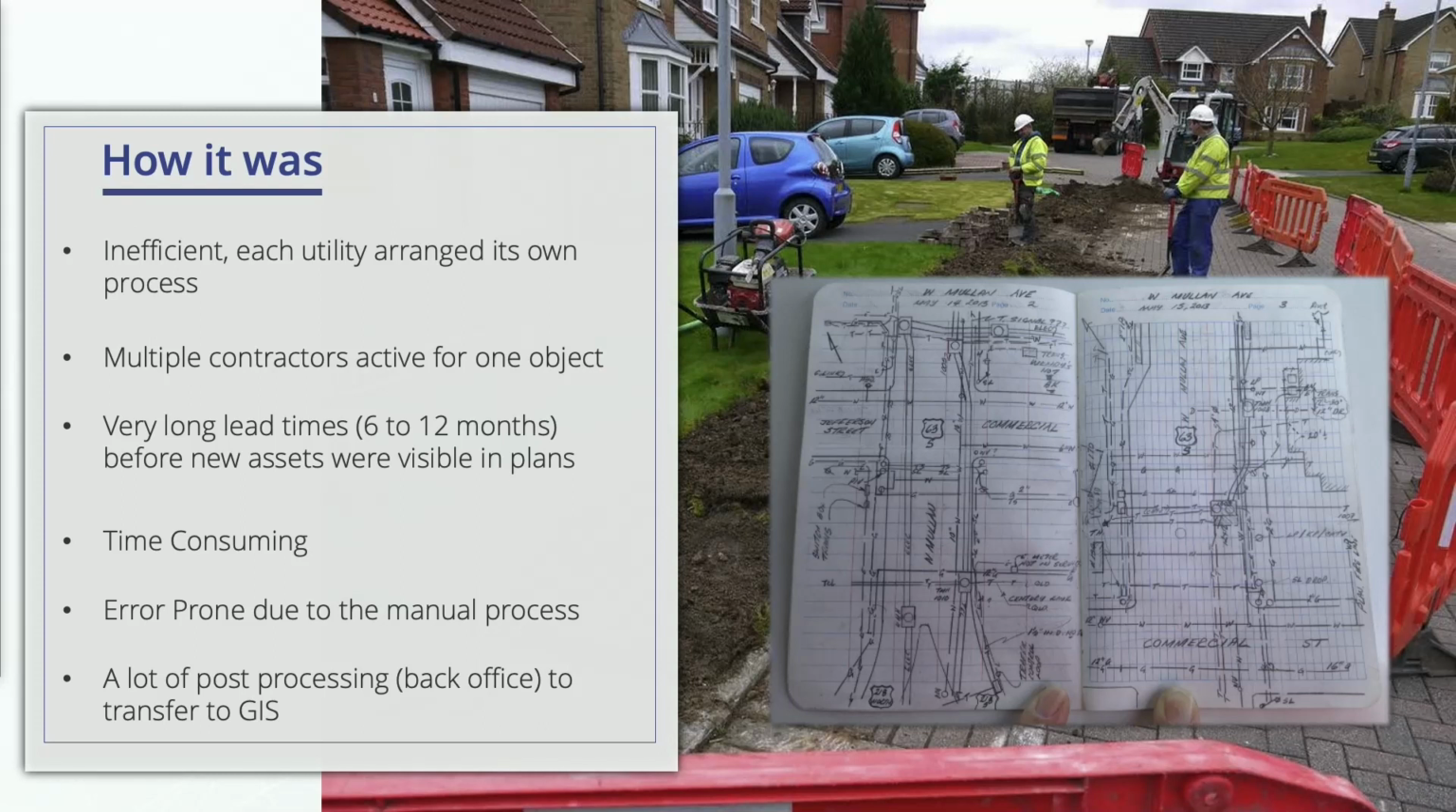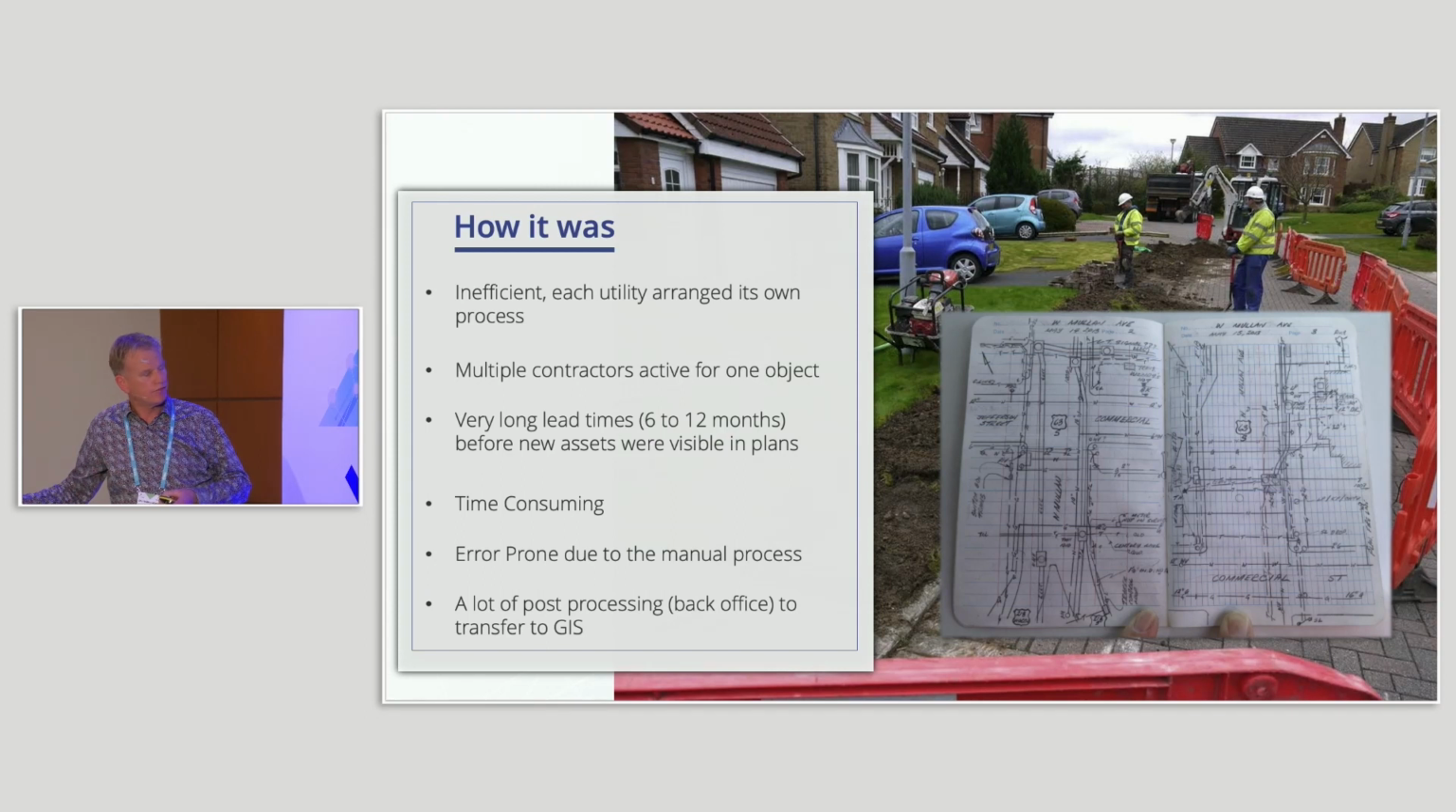When I look at the past, more than 10 years ago, it was a very inefficient process. Every utility, every fiber company had their own way of doing it. It meant that multiple contractors quite often were active in that process. It took quite a while before this information was actually visible in the plans of the utility or fiber companies. And of course, it was still a very manual process. Most obviously, there was a lot of work also in the office of these utilities and fiber companies, if you can imagine that.